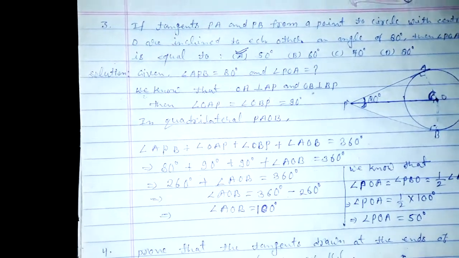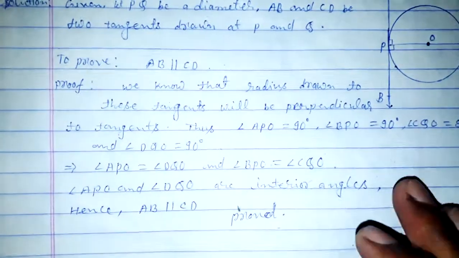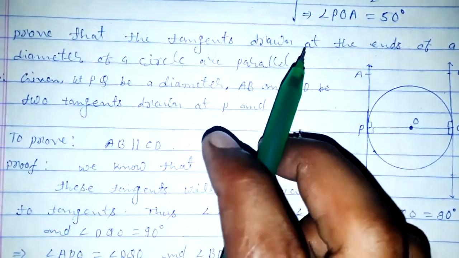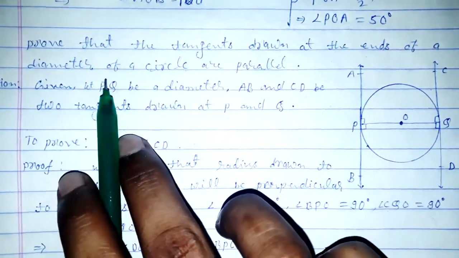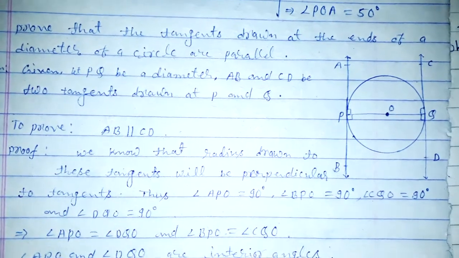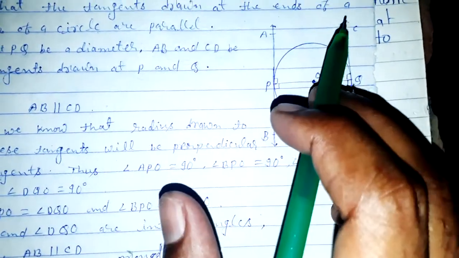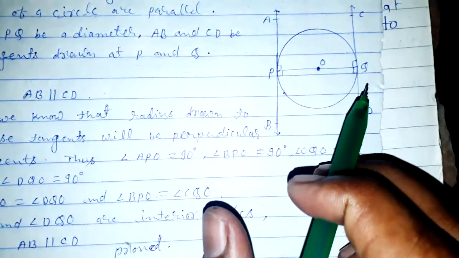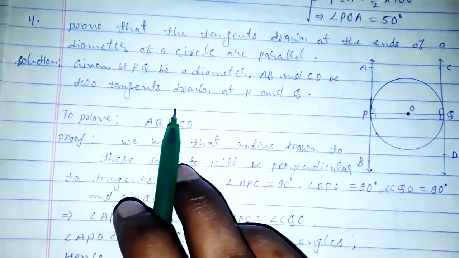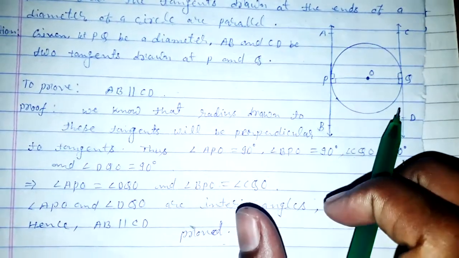Okay. Next is the fourth question, which is a theorem. Prove that the tangents drawn at the ends of a diameter of a circle are parallel. Draw a figure. AB and CD are two tangents, PQ is the diameter, O is the center. This is given. To prove: AB is parallel to CD.